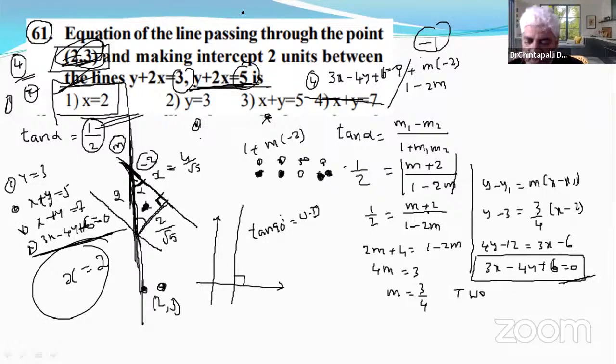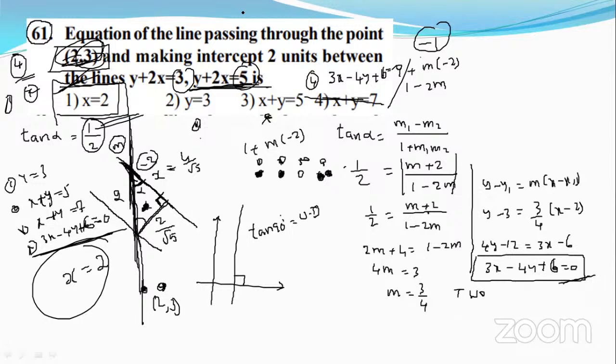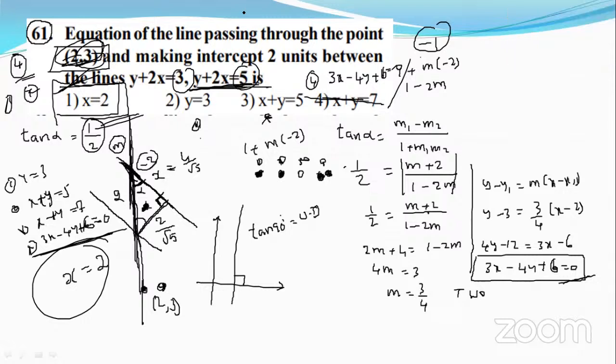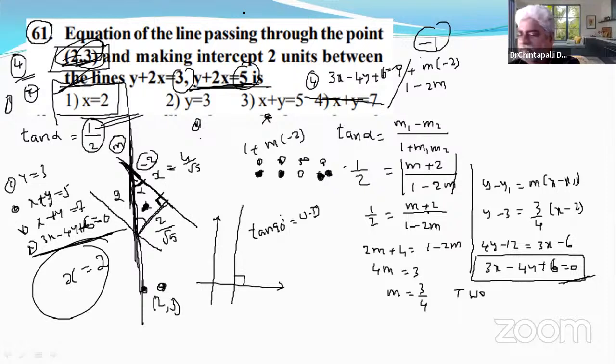And the greatest thing in the history of educational institutes in India: last time, Chaitanya got all India first rank in all three categories, JEE Mains, JEE Advanced, and NEET. In all the three categories, the first rank. It is challenging and it is a Herculean task.